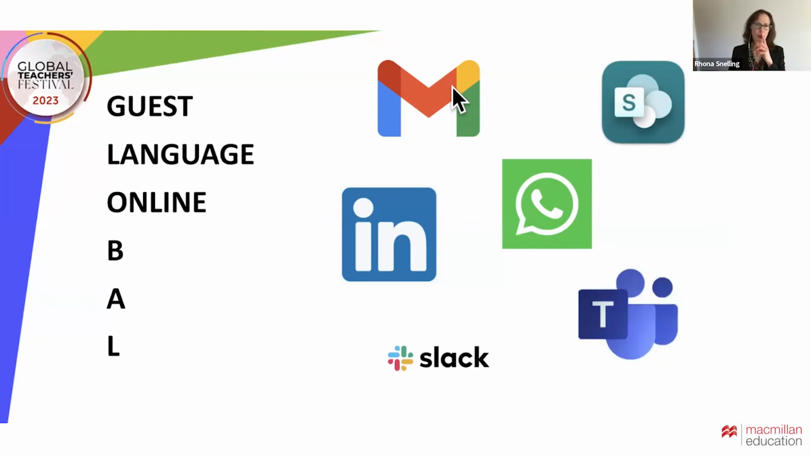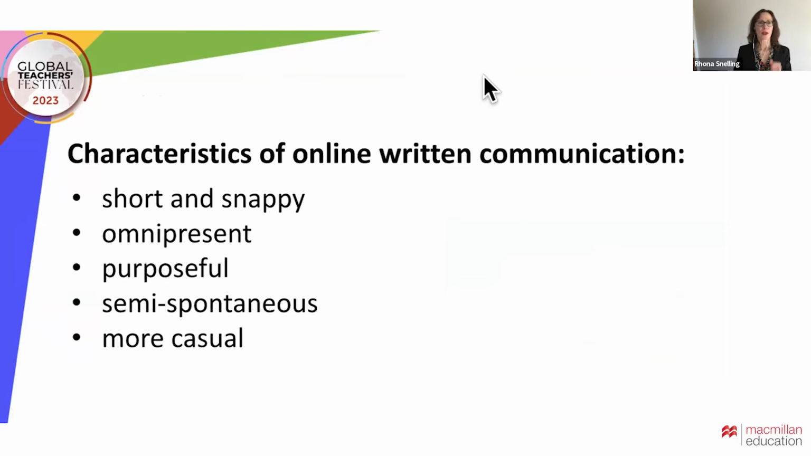And all these icons here in a work situation, they're all going to be using reading and writing short pieces of text. And yes, you can have longer and more formal emails, absolutely, of course, but let's concentrate on the smaller ones and look at some characteristics that unite them. So, characteristics of online written communication. They're short and snappy, omnipresent, because it's everywhere, isn't it? Online and in all those different social channels.